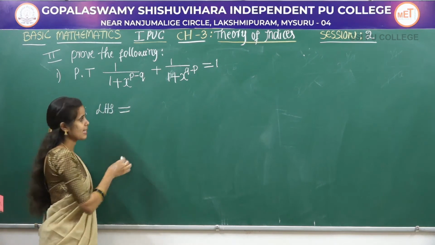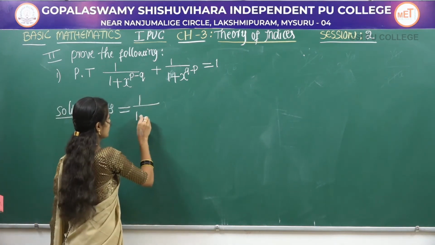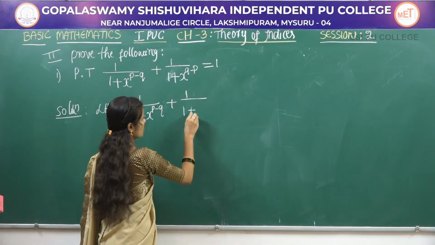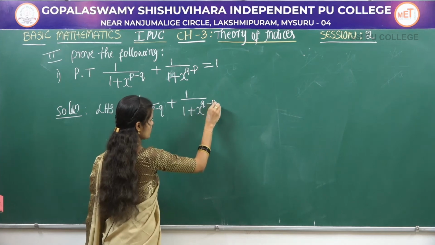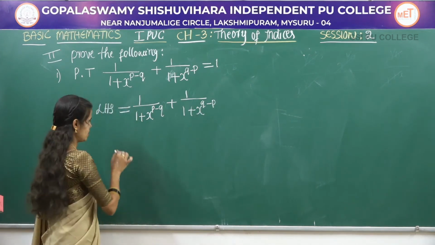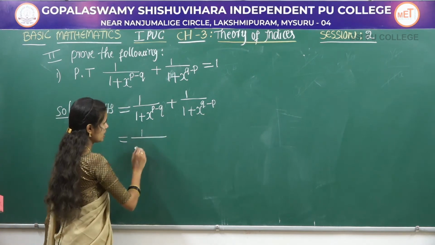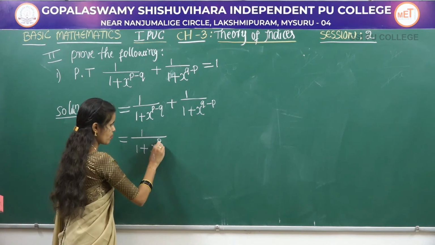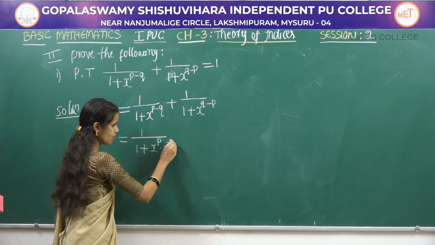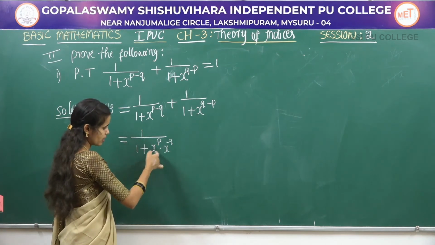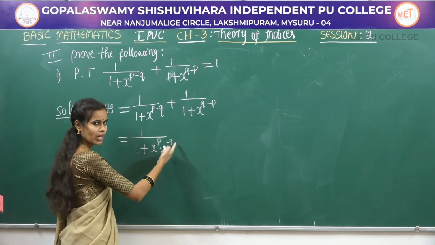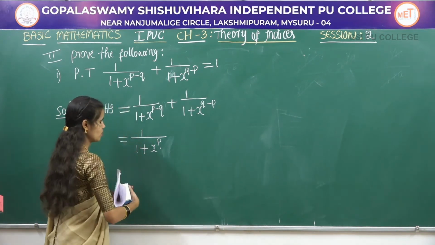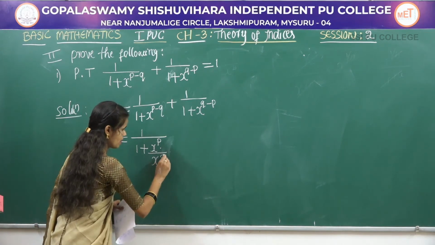Consider LHS. LHS is 1 by 1 plus x to the power of p minus q plus 1 by 1 plus x to the power of q minus p. Here we want to prove it is equal to 1. So next, simplify. Here 1 plus x to the power of p minus q can be written as x to the power of p into x to the power of minus q. Take this term into the denominator, x to the power of minus q becomes x to the power of plus q.